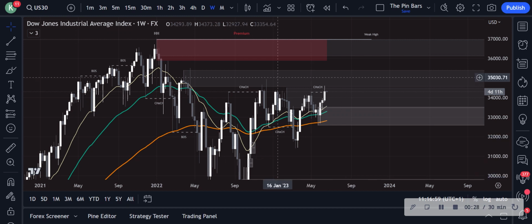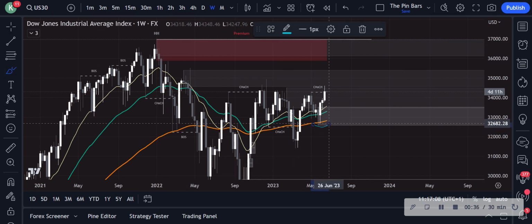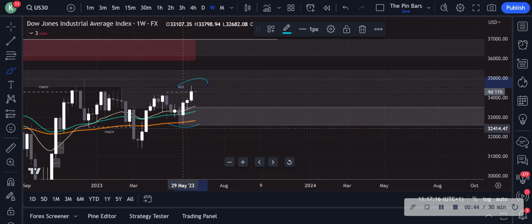Okay, so I've got the weekly time frame here right now. As far as the weekly is concerned, we are looking for this low and this high. So this is the bias for the week, or rather the range that I'm looking at for now. Okay, so from this low to this high point here.